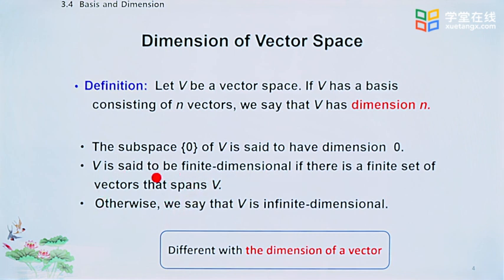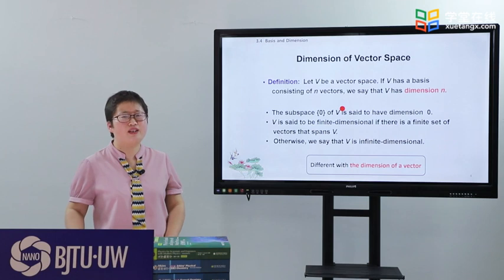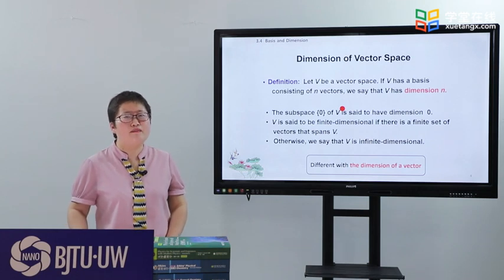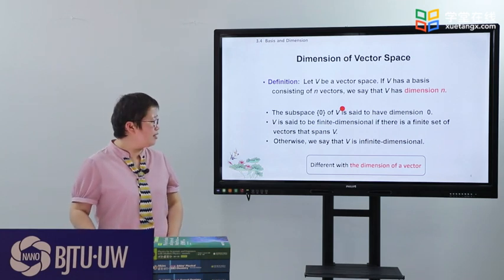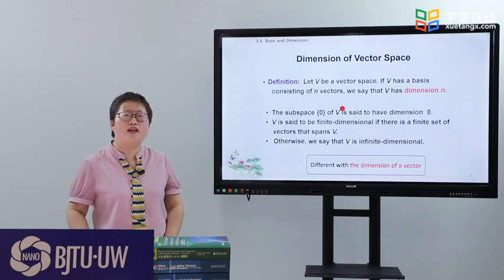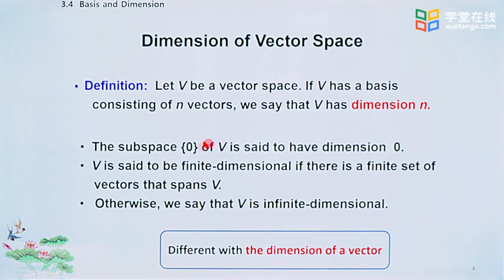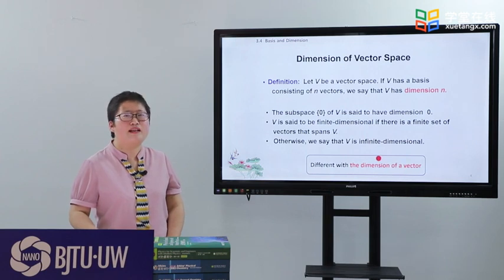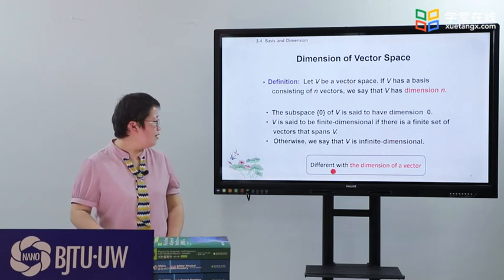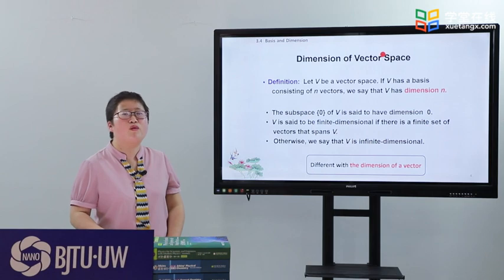We emphasize that the dimension of a vector space is different from the dimension of a vector. They are different concepts, okay? For the dimension of a vector, maybe it's n dimension, for example, n equals 2. However, the dimension of the vector space may be smaller than the dimension of a vector. The dimension of the vector is 10, the dimension of the space may be only 2.